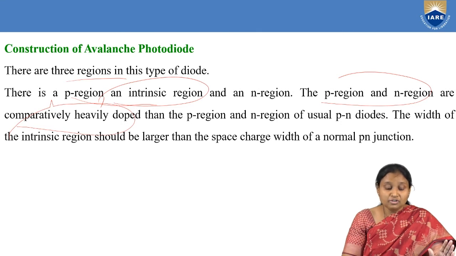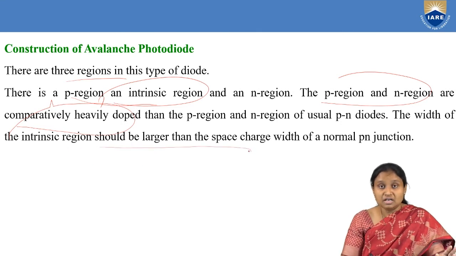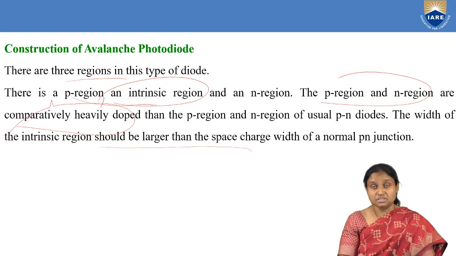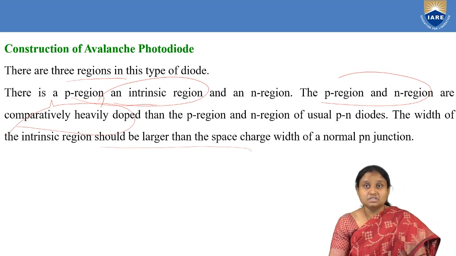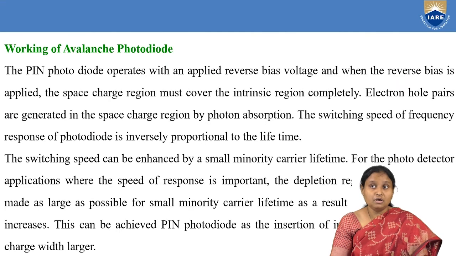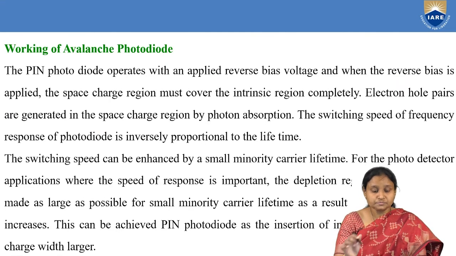Okay, and the width of the intrinsic region should be larger, in order to make the depletion layer width more compared to a normal PN junction. So this is about the construction of the avalanche photodiode. Now, how is it going to work?